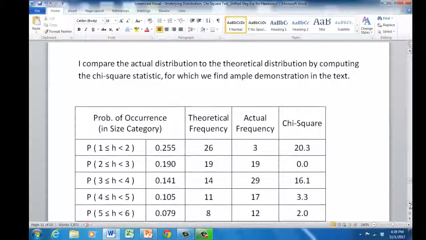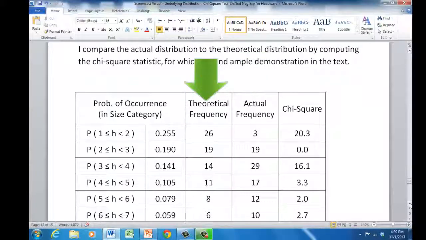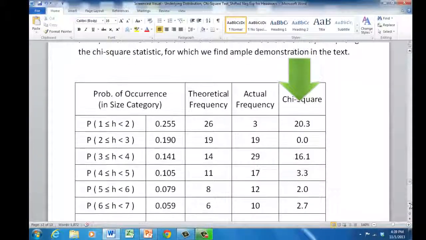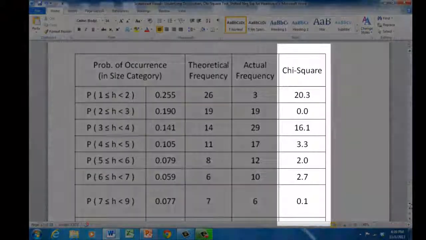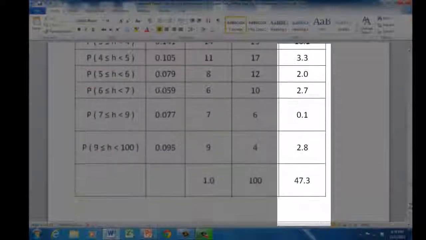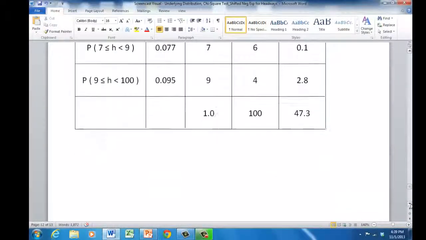I compare the actual distribution from my data, the data I collected in the field, to the theoretical distribution I just constructed by using the chi-squared statistic, for which we find ample demonstration in the text. This is done for each size category, and the sum is taken at the bottom here to be 47.3.